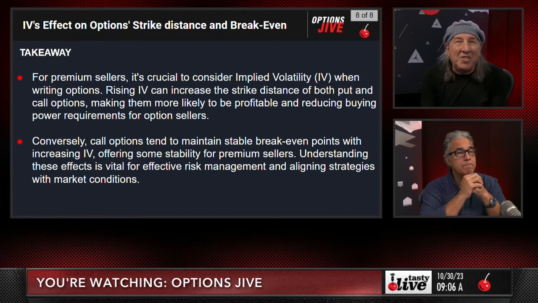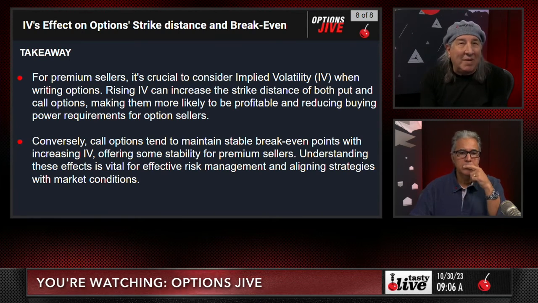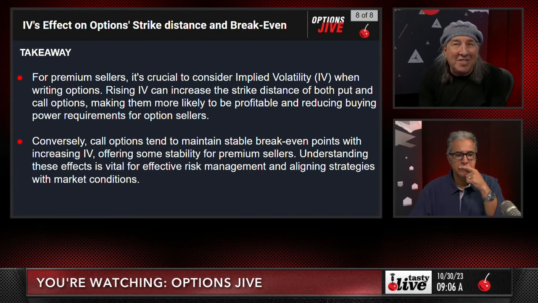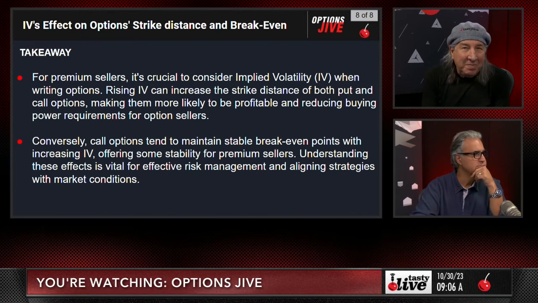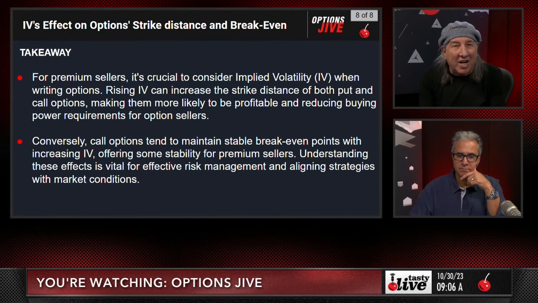Yeah. For premium sellers, it's crucial to consider implied volatility when writing options. Rising implied volatility can increase the strike distance of both put and call options, making them more likely to be profitable and reducing the buying power for option sellers. Conversely, call options tend to maintain stable break-even points with increasing volatility, offering some stability for premium sellers. Understanding these effects is vital for effective risk management and aligning strategies with market conditions.